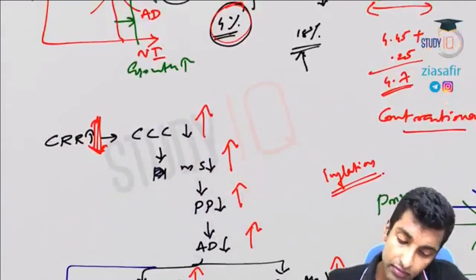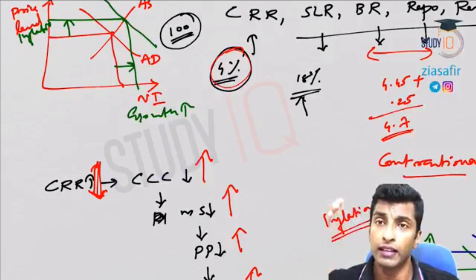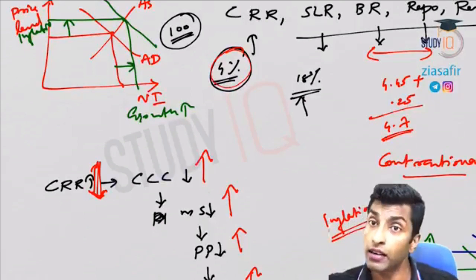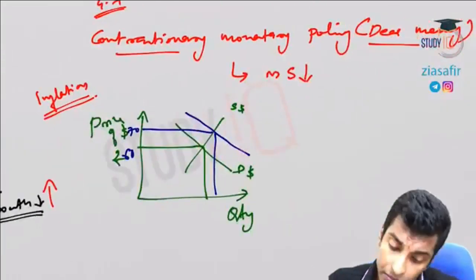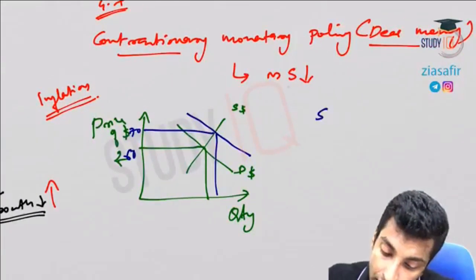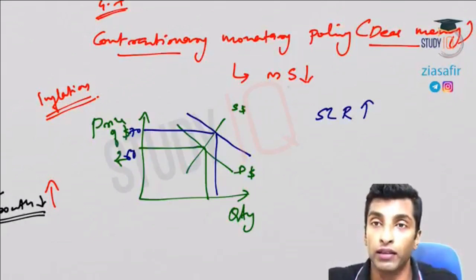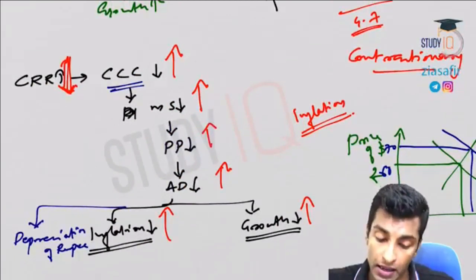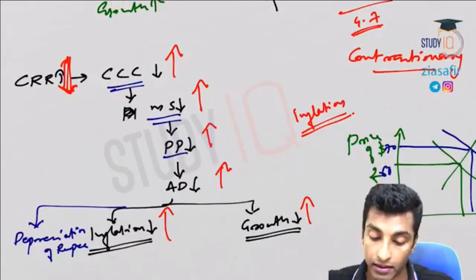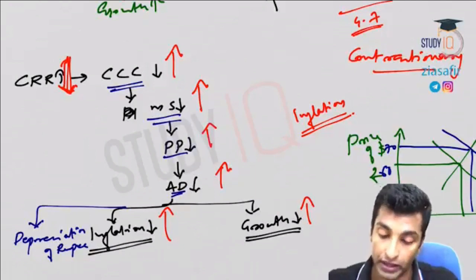Now see, what about CRR? We are talking about contractionary policy. That means reduce money supply. So if CRR is increased, money supply can be reduced. Similarly, what do you need to do with SLR? SLR also you increase. So you have to keep more money. What will happen? Same thing will happen. Credit creation capacity will decrease. Money supply will decrease. Aggregate demand will decrease. Inflation will decrease. But growth will be affected.